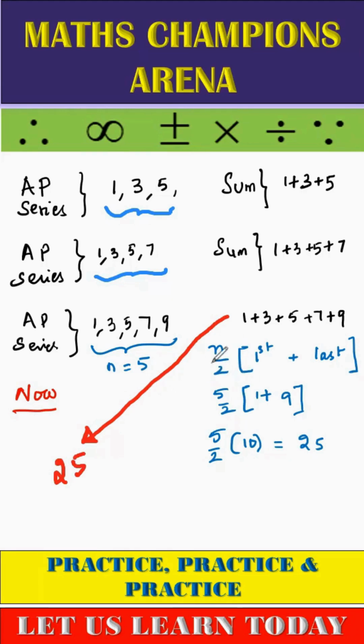Now let us understand how it can be obtained by this summation formula: n by 2, the number of terms divided by 2, into first term plus last term. This gives the sum of the first 5 terms, or the first n terms. What is n in our AP series? 5. So 5 by 2 into 1 plus 9. 1 plus 9 is 10. So 5 by 2 into 10, the 2 cancels, and you are left with 25. So the sum of the first n terms of a series is n by 2 into first term plus last term, and it will give you the exact answer.